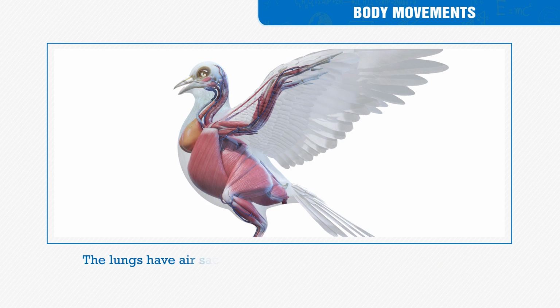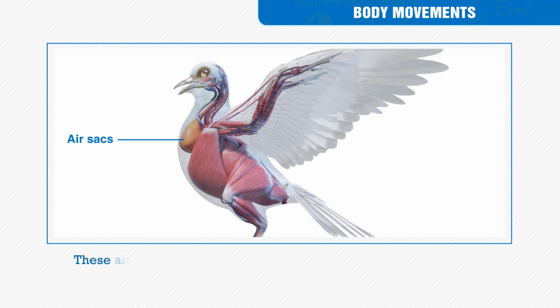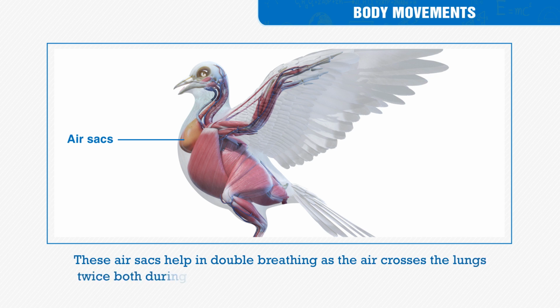The lungs have air sacs which not only make the body light and buoyant but also increase the oxygen supply when flying. These air sacs help in double breathing as the air crosses the lungs twice, both during breathing in and breathing out.